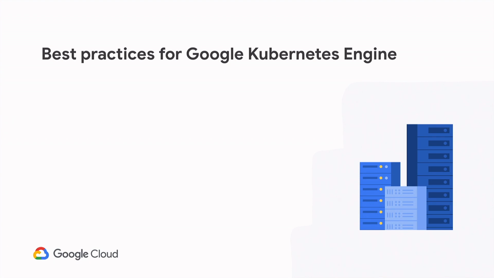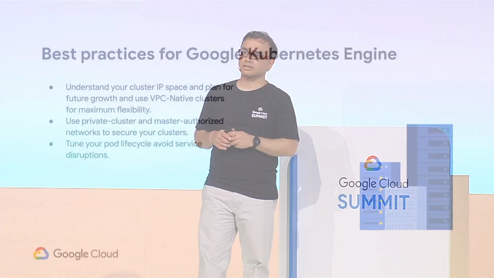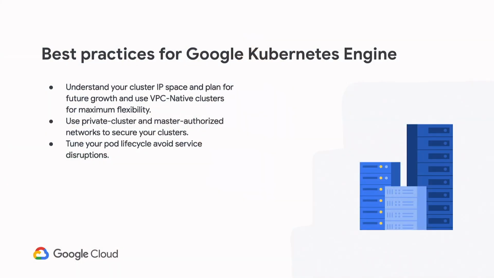So wrapping it up, what are some of the best practices? IP address management is extremely important when it comes to Kubernetes deployments. Think about how you're going to deploy your cluster IP space. Ensure you use VPC native clusters. For optimal security, use private clusters, use master authorized networks. Pod lifecycle, we spoke about that. How do you make sure that any changes to your application or any service disruptions do not impact your user experience? So make sure you understand the pod lifecycle and you take advantage of the health checks that it provides.